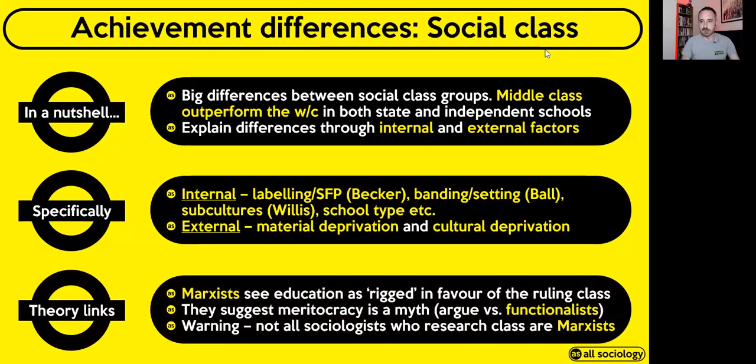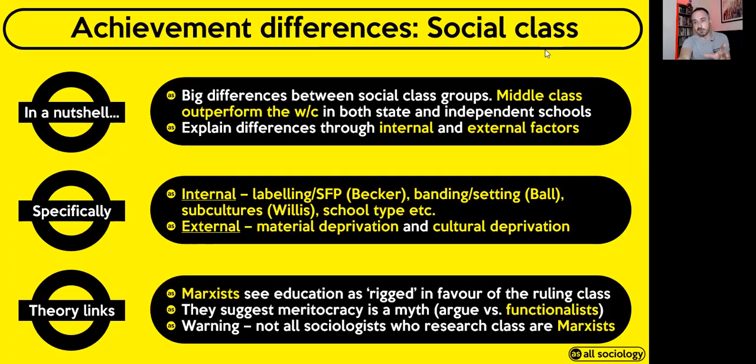So I just thought I could make some theory links with this as well, because one of the things we can say when it comes to class is that Marxists are always going to have something to say, and they would always argue that the education system is rigged in favour of the ruling class, and you can use certainly those internal arguments to suggest that Marxists were correct in their assumption. By the way, Willis himself was a Marxist, so you can bring him in quite easily there. We can also talk about the role that Marxists say that the education system performs, that it's not fair and it's not meritocratic. So they talk about the myth of meritocracy.